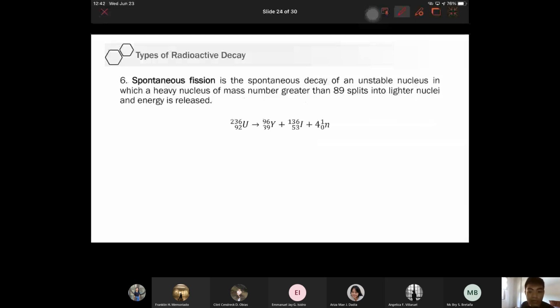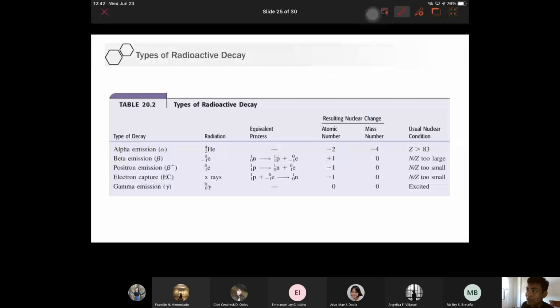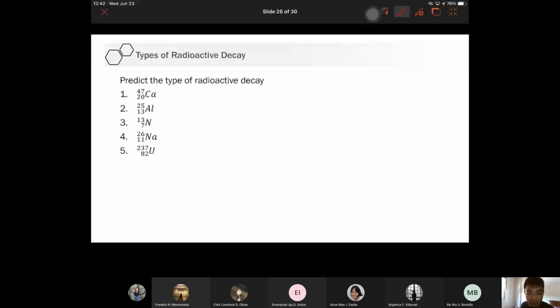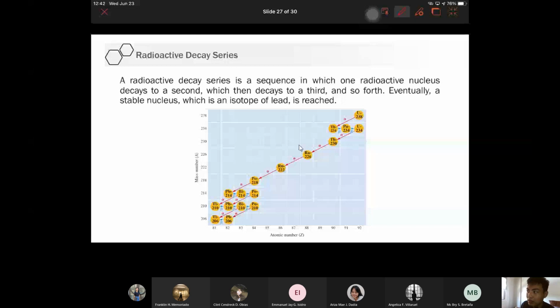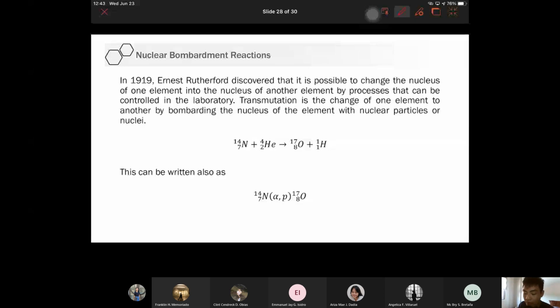Okay? So this is the summary of what we did earlier. Radioactive decay series, I showed here that our atom knows what it will do. For example, uranium is greater than 83, so it will really undergo alpha decay. Then, once it falls within 83, it can undergo other forms of decay, such as beta, electron capture, or positron emission. Okay, so nuclear bombardment reaction, we just showed that we can combine two elements to form newer elements, no? And they can be abbreviated in this manner, wherein our elementary particles can be written as alpha, beta, gamma, letter D, letter P, letter T, and so on and so forth.